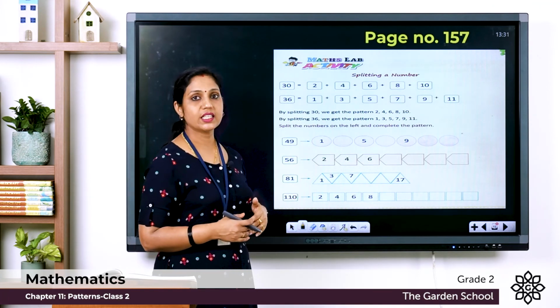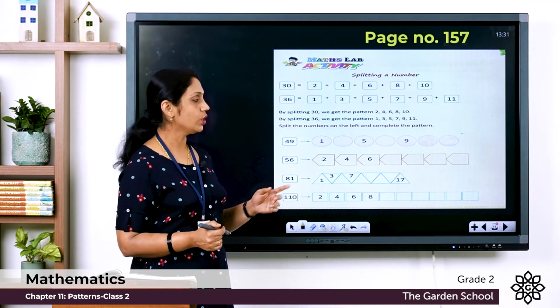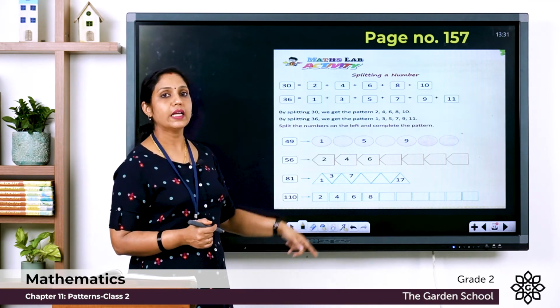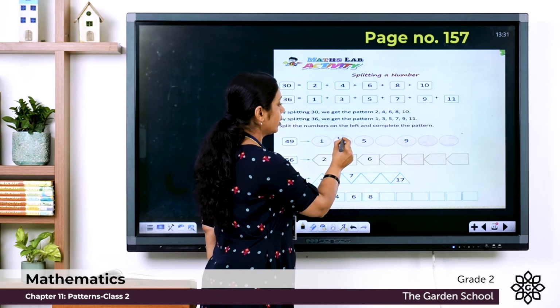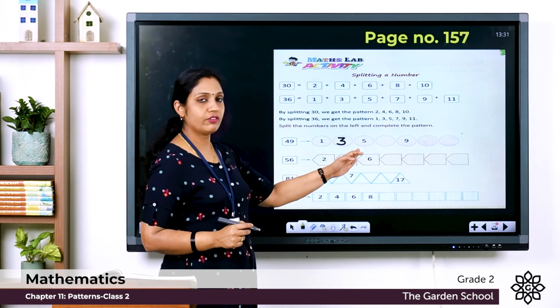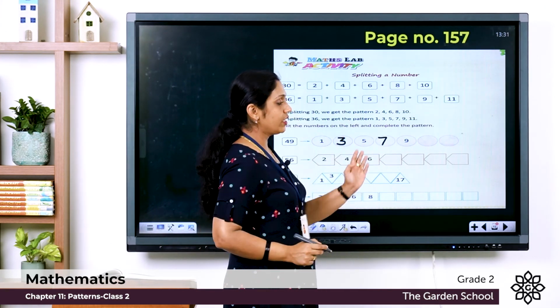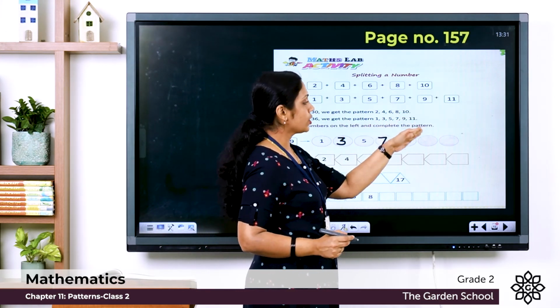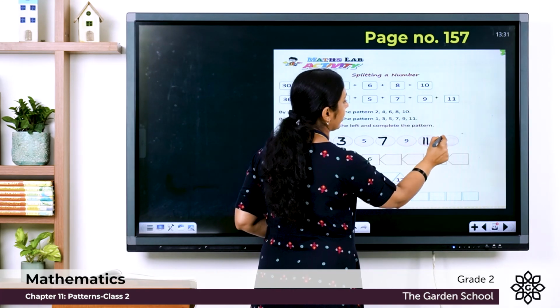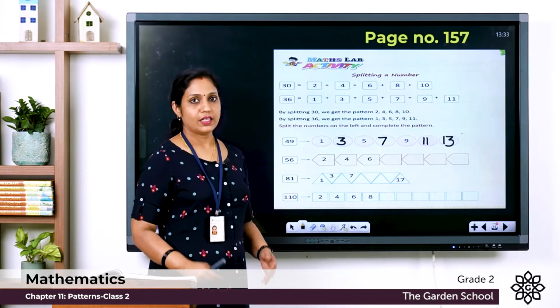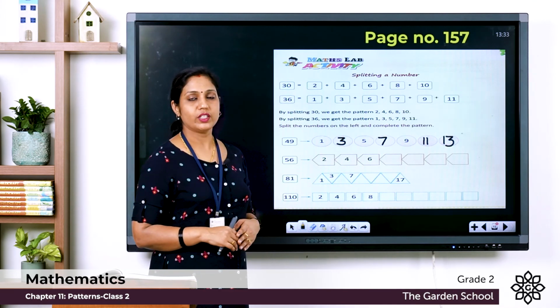So here you can see that the numbers are increasing by 2. So after 1 it should be 3. 1, 3, 5 is given, and after 5, 7. After 7, 9. 9 plus 2, 11, and again 13. Likewise, we can complete these activities also.